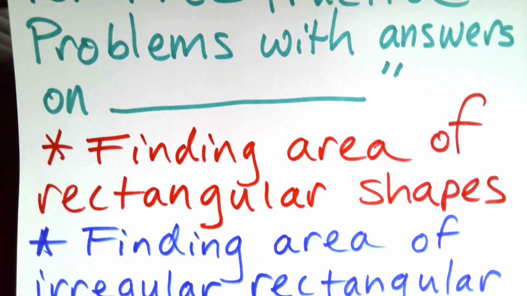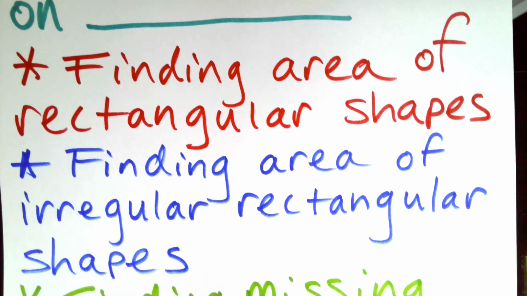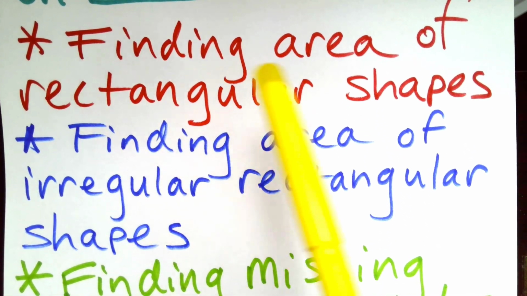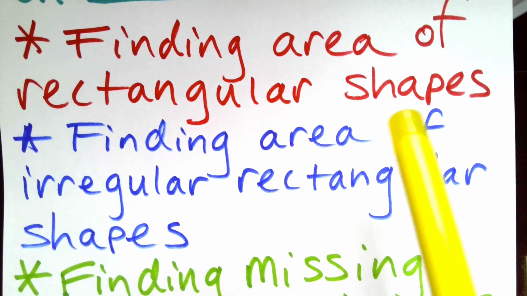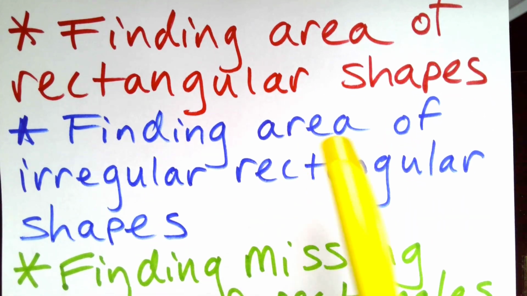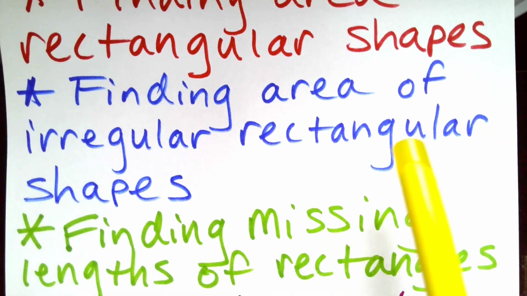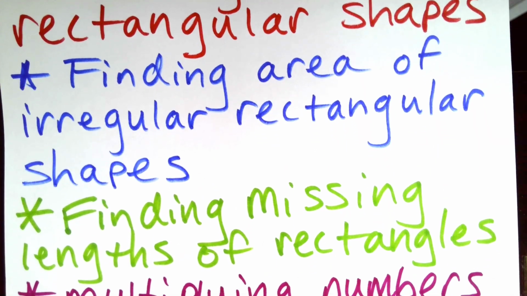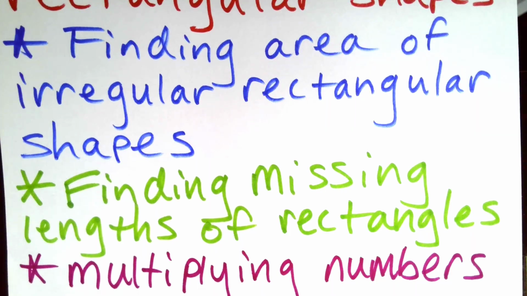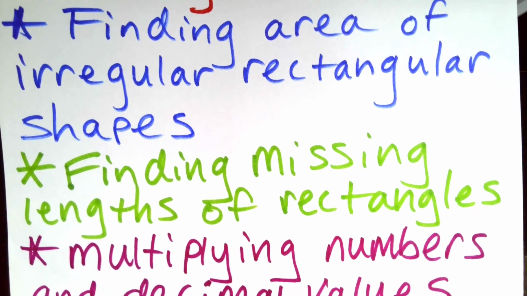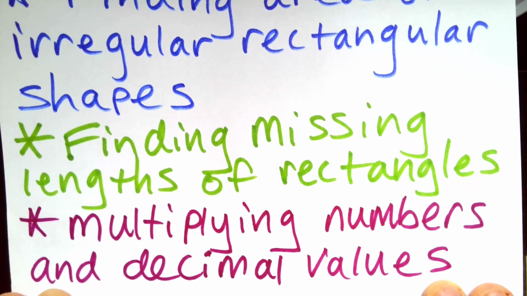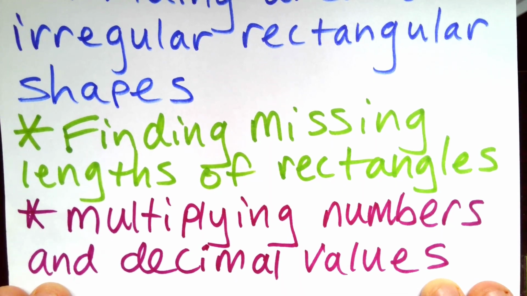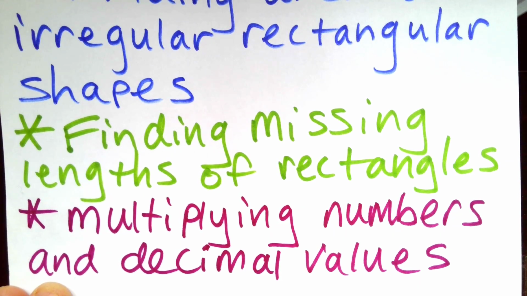All right, so fill in the blank with the following. Find the area of rectangular shapes. Finding area of irregular rectangular shapes. Find missing lengths of rectangles. Multiplying numbers and decimal values. This will strengthen your skills, knowledge, and abilities, or knowledge, skills, and abilities, I like to say, in mathematics. It'll make you stronger, better.